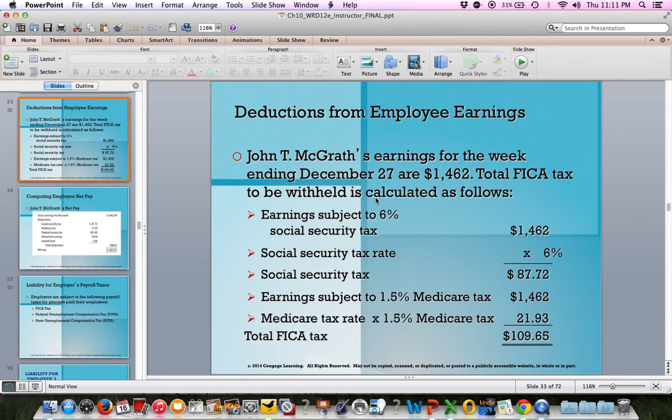So those deductions here then, you can see that McGrath's gross salary is $1,462. The Social Security rate is 6%. So you can see the $87.72 for Social Security tax. And then he also has to pay 1.5% Medicare, and so that is $21.93. So just think of it this way: when your employer hires you, they're paying you your salary plus 7.5% in employment taxes plus any benefits.